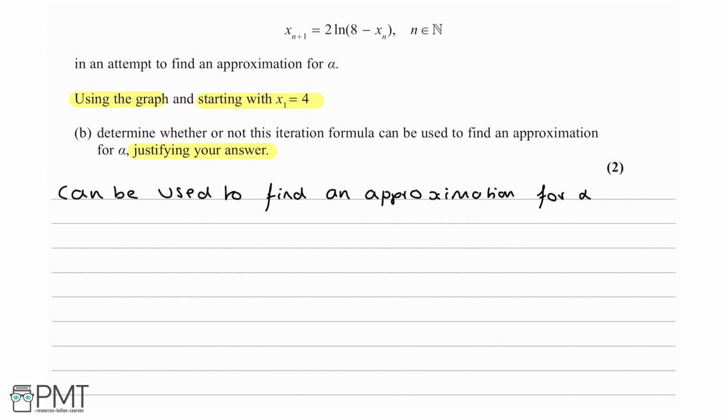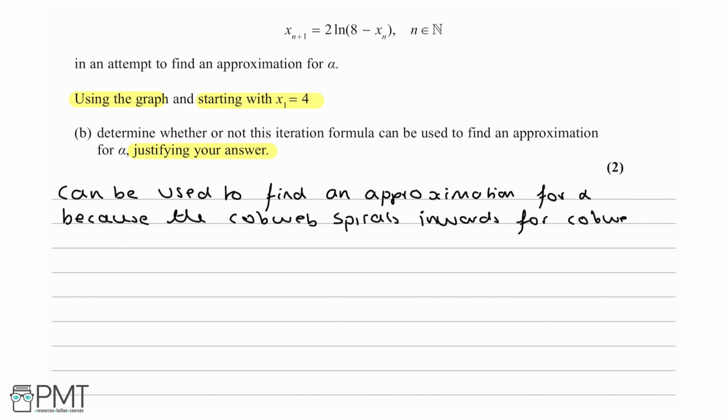And remember, we need to justify our answer. So just drawing the diagram isn't enough, so we can write something along the lines of, because the cobweb spirals inwards for our cobweb diagram. Okay. This way, you've covered all your bases. You've used your graph, and you're using what you've learned from that graph to formulate your final justified answer.